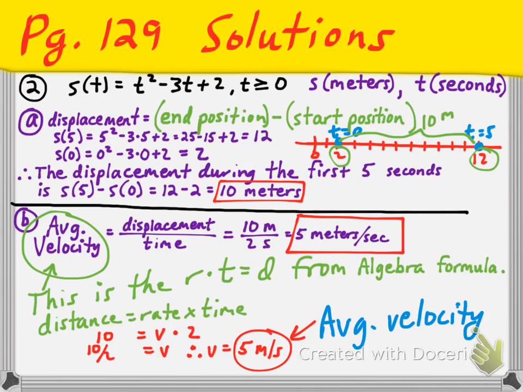Gosh, did I make another mistake? Yeah, I did. I found it. It didn't take you 2 seconds to get there. It took you 5 seconds to get there. Let me just check. Yeah, during the first 5 seconds. So it's not 10 divided by 2, it's 10 divided by 5, which is 2 meters per second. I'm glad I caught that. And again, I've got to change it right down here.